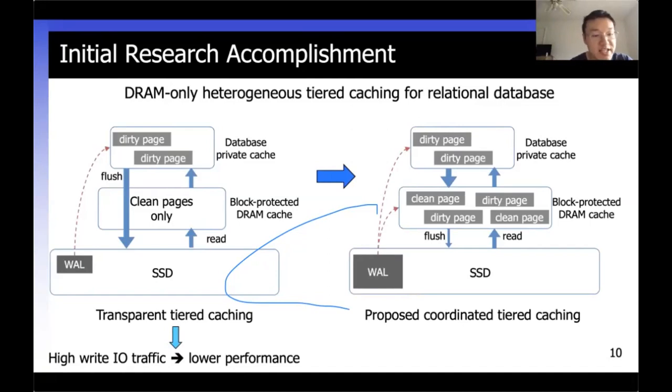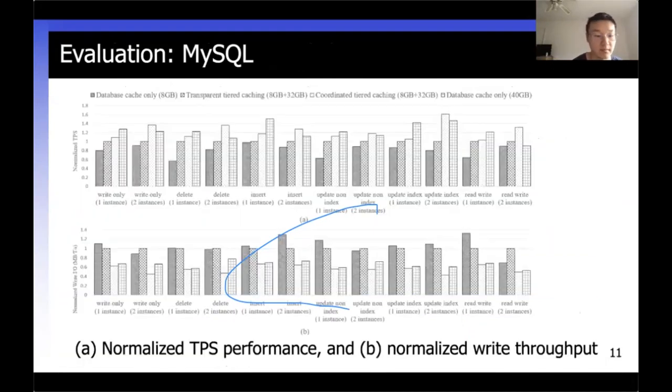By slightly changing the database source code regarding data page flush, we enable the block-protected DRAM tier to cache dirty pages. This can directly reduce the write I/O traffic, leading to a better database performance. So we have successfully demonstrated the effectiveness of this approach by modifying the source code of MySQL.